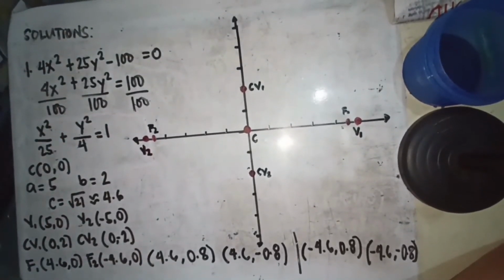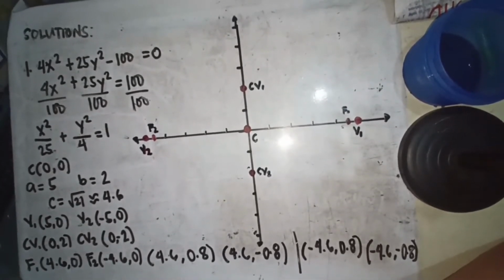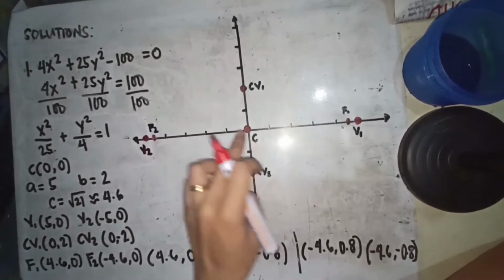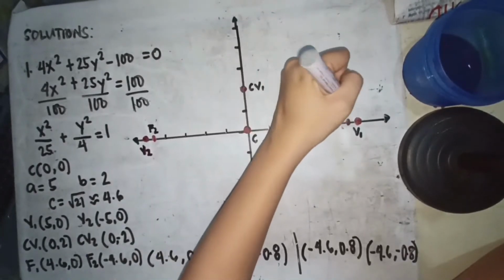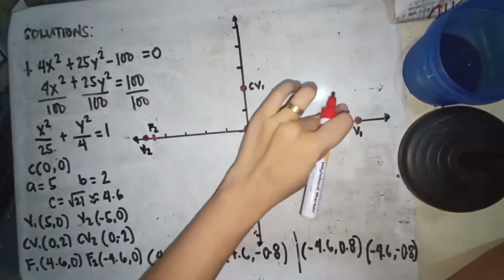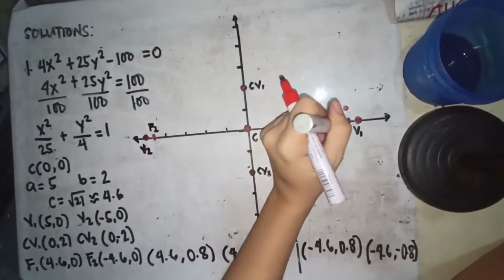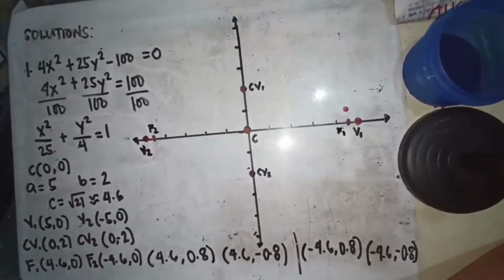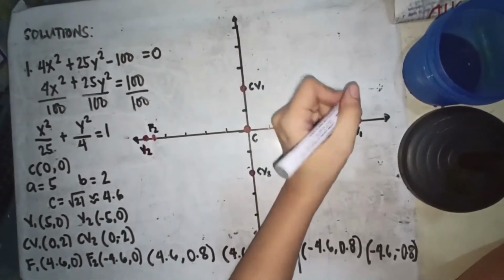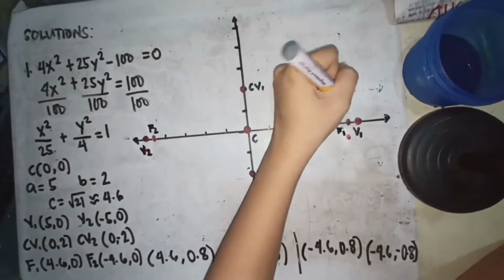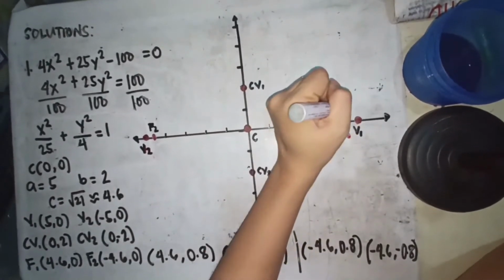Okay, next, we also have our endpoints of latus rectum, EPLR. We have positive 4.6 and positive 0.8. So, 0.8, approximately here. This is F sub 1. And then, we also have 4.6 and negative 0.8 below. Okay, so, here. Is it aligned with the three? No, it's straight. It's straight.